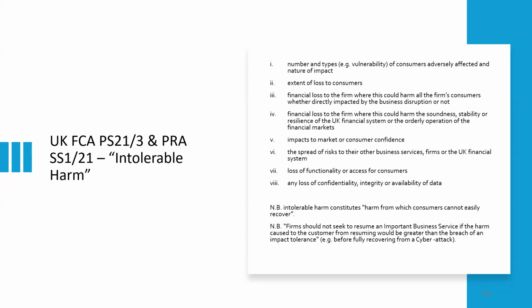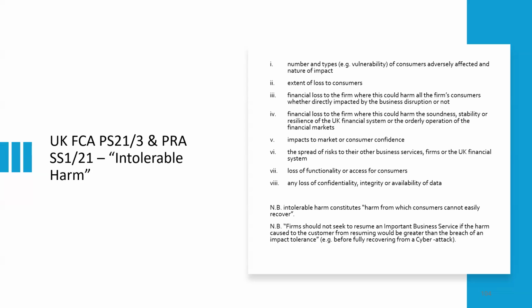The regulator has specified that firms should not seek to resume an important business service if the harm caused to the consumer from resuming would be greater than the breach of an impact tolerance. So we've seen an instance a few years ago now where TSB, I believe it was, experienced a disruption which was severe. Having tried to fix the cause of the disruption, systems were then brought up. And unfortunately, when the systems were brought up, this then resulted in fraud to a lot of TSB customers.